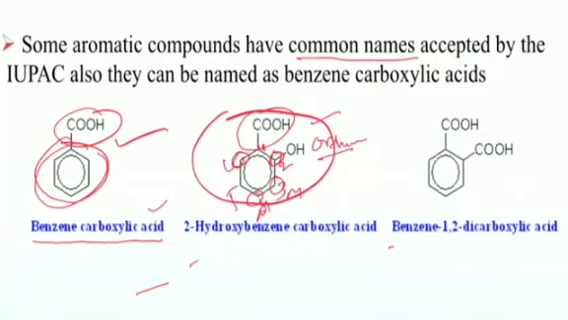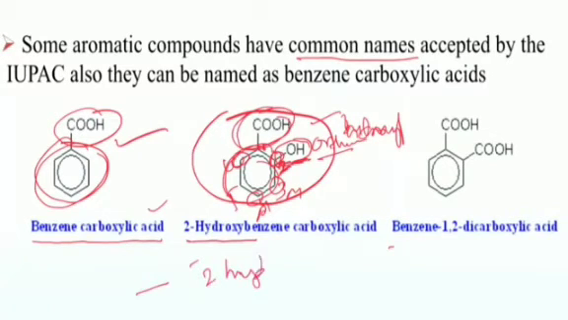Then what is the name for this compound? In the second position of the aromatic ring, an OH group is present. So this is a substituent on the aromatic ring, a hydroxyl group. That's why you have to write the name like this: second position, so 2-hydroxybenzene carboxylic acid. So this is the name for this compound.